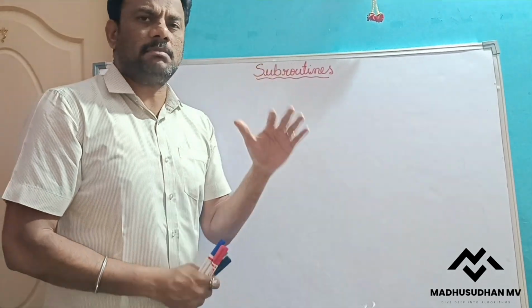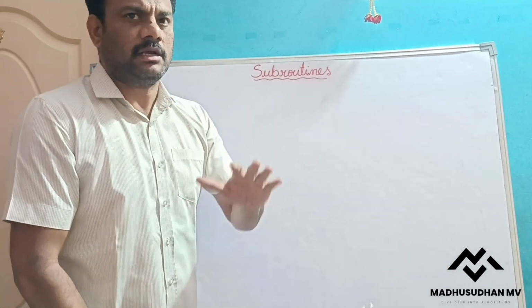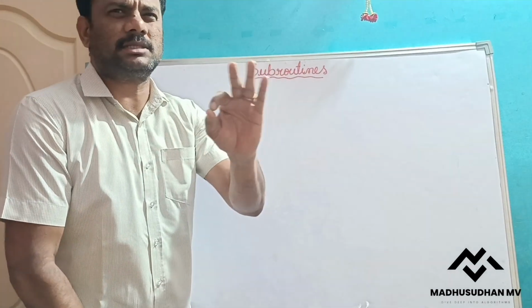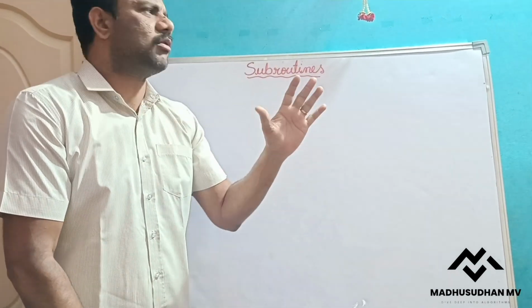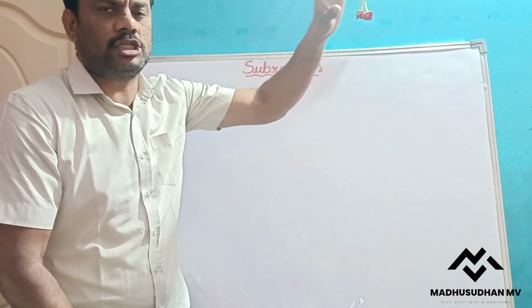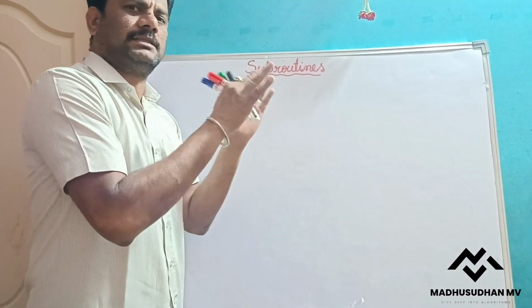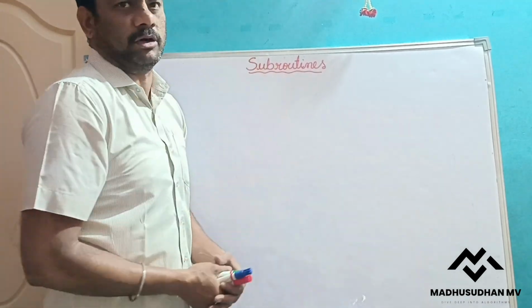The same thing in assembly level language, we call subroutines. Subroutines are nothing but simply functions or methods, whatever you want to call them. That's it. In high-level language, we call them functions or methods, and in assembly level language, we call them subroutines.